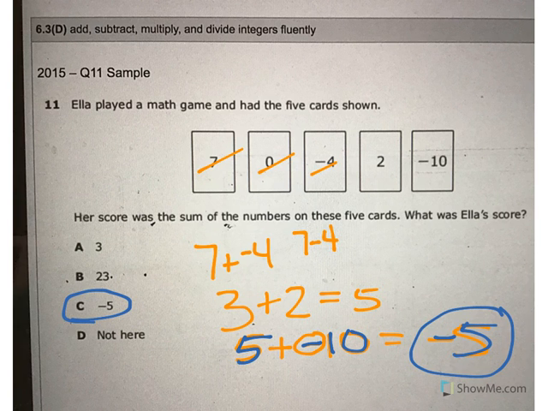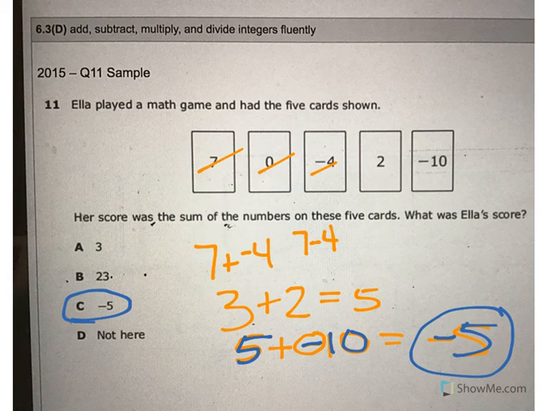All right. Well, looks like that is my last problem on 6.3D: add, subtract, multiply, and divide with integers fluently. Again, pay attention to the rules on integers. I have several videos on adding and subtracting, multiplying, and dividing with integers. Pay attention to the rules. Pay attention to the question, what exactly are they asking for? And just take it step by step. Don't try to rush through any of this. And please don't be afraid to check your work with the calculator.